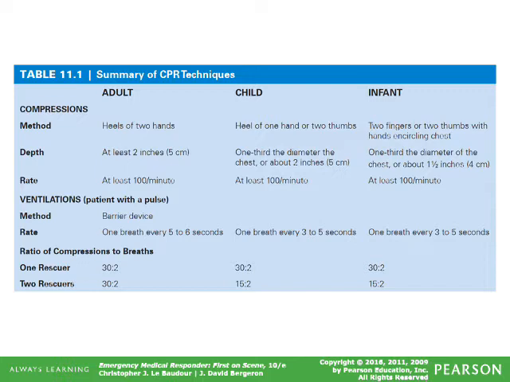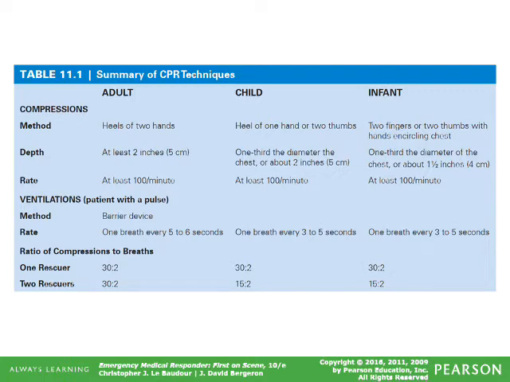Child is also 30 to 2. 1/3 the diameter of the chest, or about 2 inches on the child. And your compressions are going to be at least 100 per minute. If you've got 2 rescuers for the child, you're going to change over to 15 to 2 for your compression rate. All right, the infant is going to be about 1.5 inches on the depth, at least 100 per minute on the rate. It's 30 to 2 with 1 rescuer and 15 to 2 with 2 rescuers.